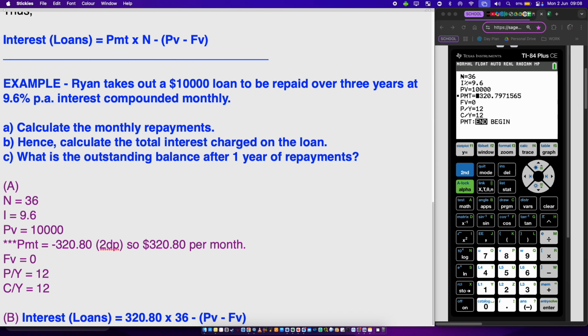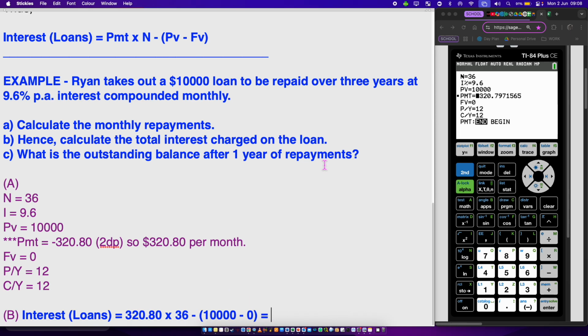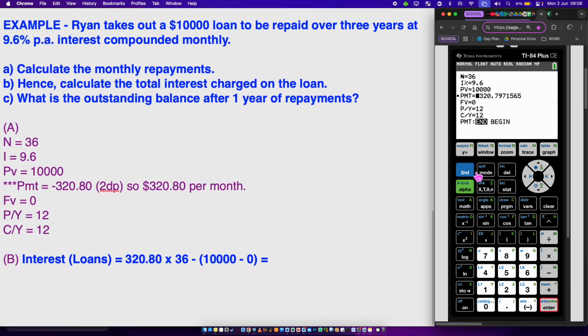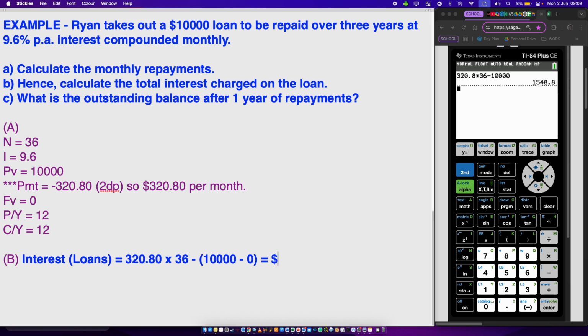Take away PV. You took out a loan of 10 grand and you got the debt down to nothing. So equals, I'll press enter there so you can zoom out. Quit out of the TVM solver. 320.8 times 36. Take away 10 grand. So the bank is going to be charging him $1,548.80 interest. I borrowed 10 grand, but it's going to cost me $1,548.80 more. On top of that, C, what is the outstanding balance after 1 year of repayments?